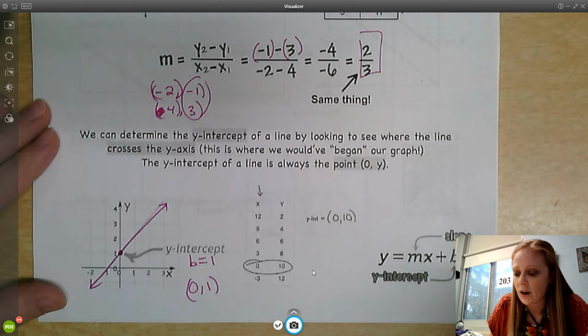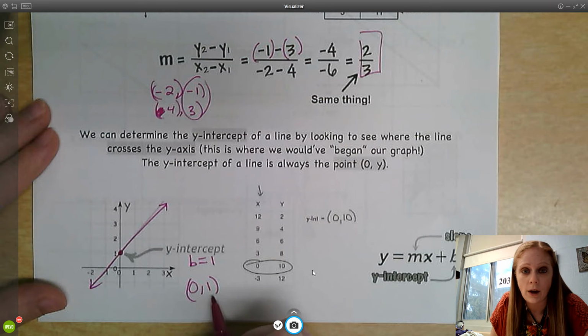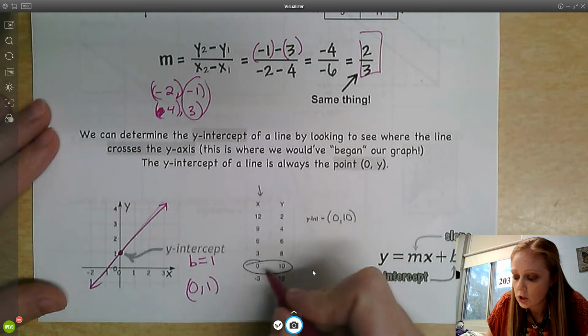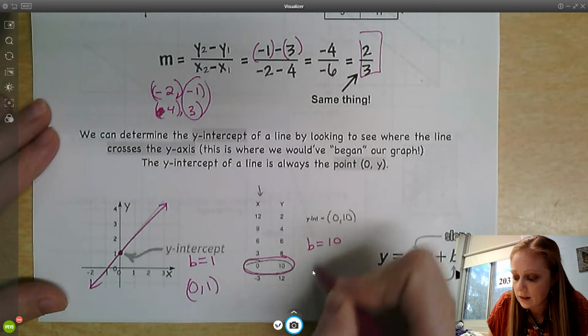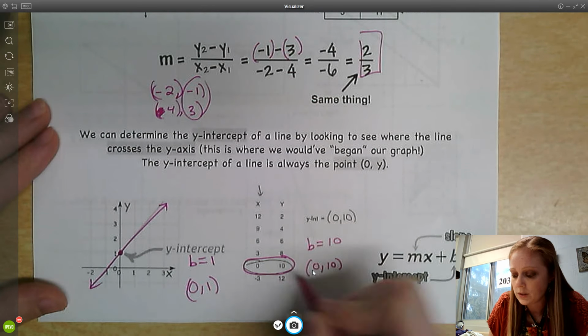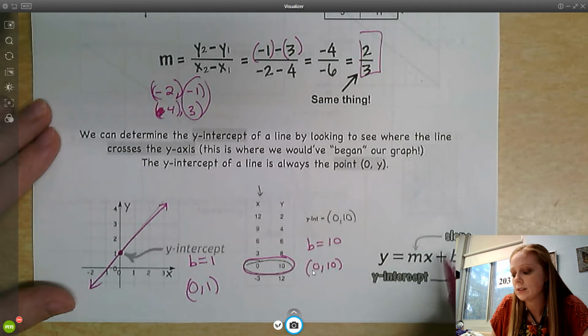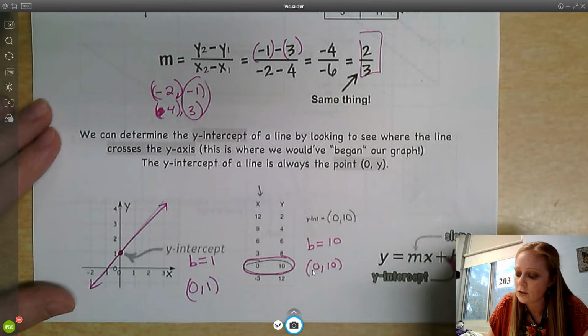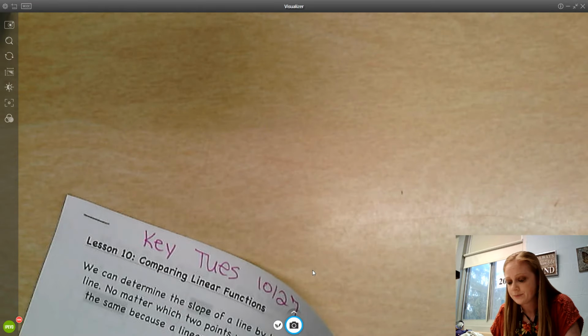From a table to find the y-intercept, you have to look for the point where the x is 0, and then whatever the y-coordinate is, that's the y-intercept. So here the y-intercept is 0, comma 10, so the b would be 10, and the y-intercept is 0, 10. You just have to find the point where the x is 0. The other number is the y-intercept. And then to find the y-intercept from an equation, it's simply the b, so you just have to look and see what number is at the end, just remembering that if there's a minus here, that's included as a negative for the b, the y-intercept. Okay, so that was just some review.